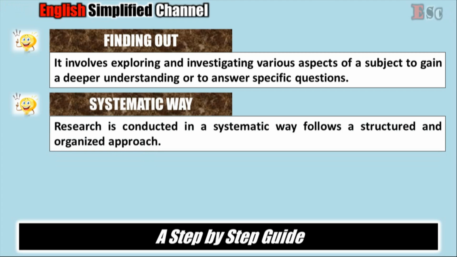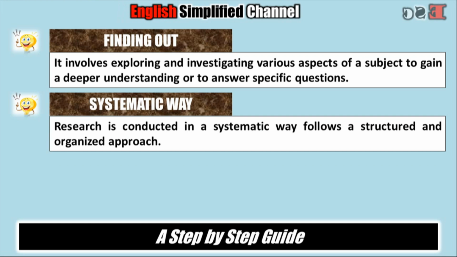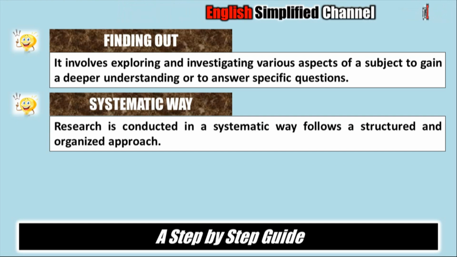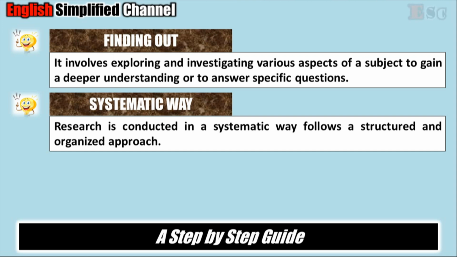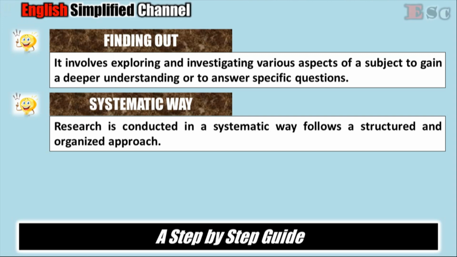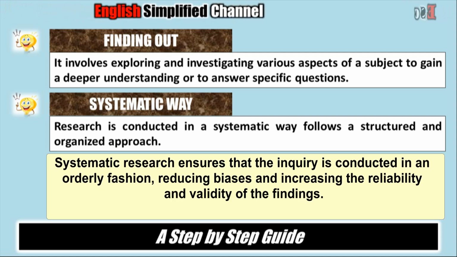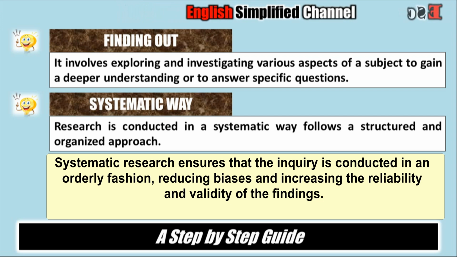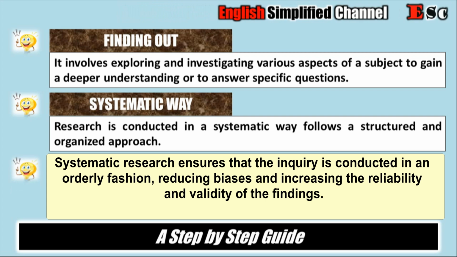Systematic way. Research is conducted in a systematic way, following a structured and organized approach. It involves carefully planning and executing the research process, including defining research questions or objectives, selecting appropriate methods and techniques, collecting and analyzing data, and interpreting results in a logical and coherent manner. Systematic research ensures that the inquiry is conducted in an orderly fashion, reducing biases and increasing the reliability and validity of the findings.